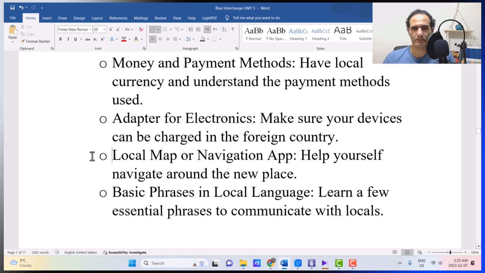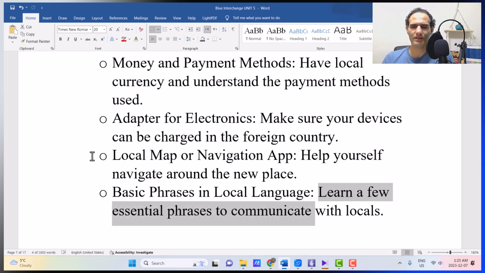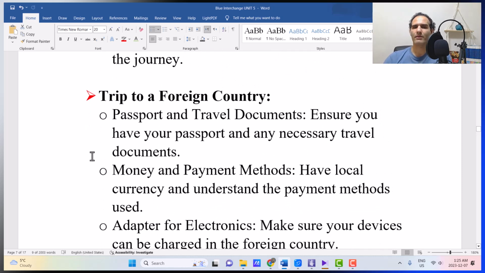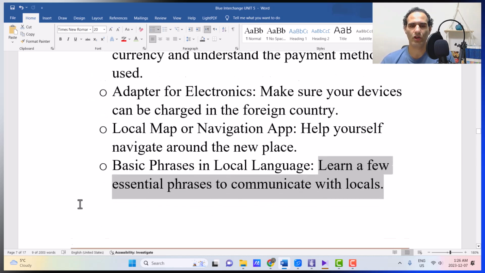Local map or navigation apps these days. Help yourself navigate around the new place, and basic phrases in local language. Learn a few essential phrases to communicate with locals. Okay, so here I put all of these words and ideas under relevant categories so that you might have ideas. In your IELTS or TOEFL speaking, when you are asked a question, this is your job to quickly come up with some ideas. Put them in some notes under each other, and then based on your notes, deliver your talk. Okay? Good luck.